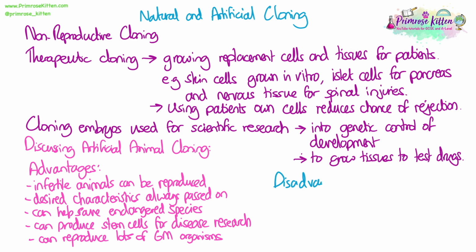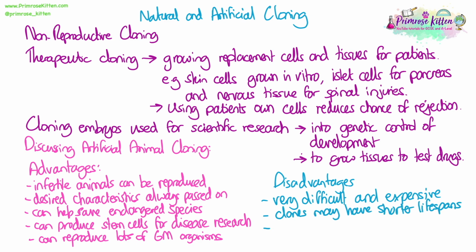Also, we can reproduce lots of genetically modified organisms. So once we've made a genetically modified organism, we can clone that organism rather than having to remake a load of genetically modified organisms. It's very difficult and expensive, and there is research to suggest that clones may have a shorter lifespan, which then brings up ethical issues about whether it's right or not to make cloned organisms.